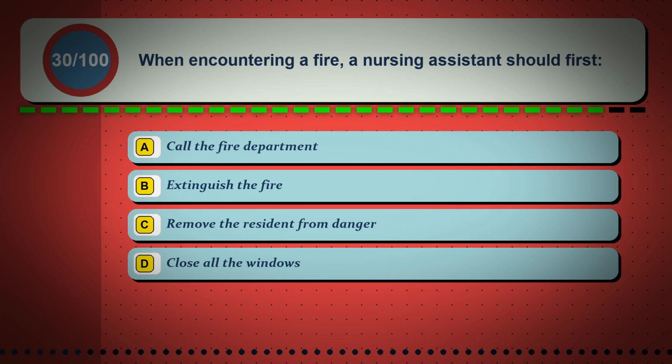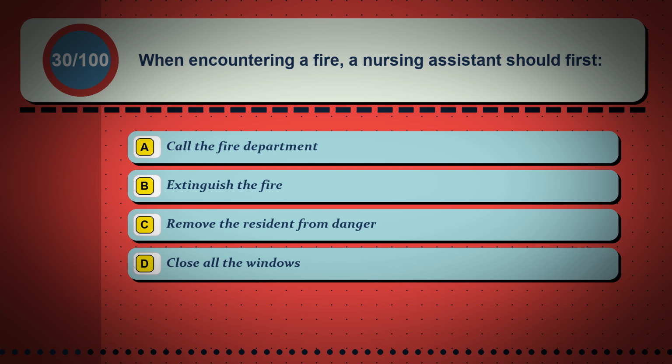Question 30. When encountering a fire, a nursing assistant should first: Option A, call the fire department. Option B, extinguish the fire. Option C, remove the resident from danger. Option D, close all the windows.